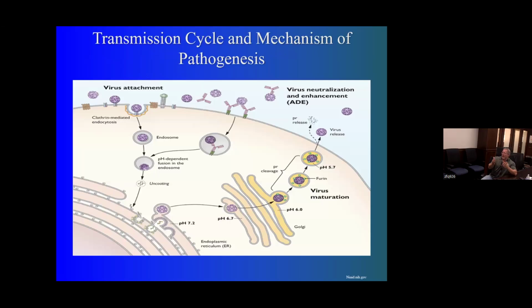So again, just to remind everybody, we covered in short course session number 2 some of the basics of viral replication and how viruses replicate. But just to remind everybody again, when we're talking about viruses, they're going to have a very specific transmission cycle and a mechanism of pathogenesis that occurs when they infect the cell. So again, viral infections can really be categorized into 3 main phases: attachment, penetration, and uncoating.